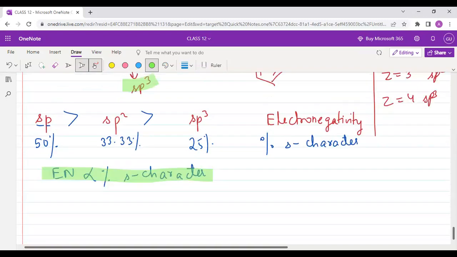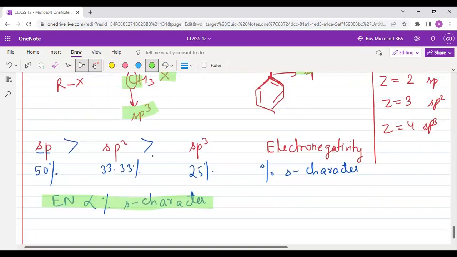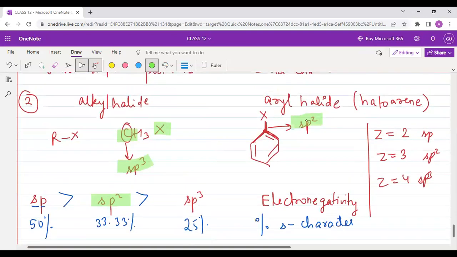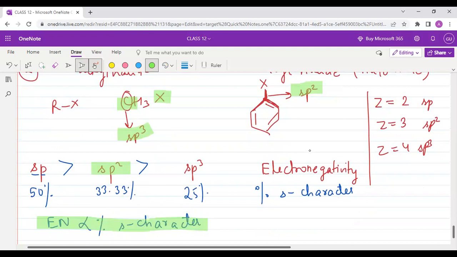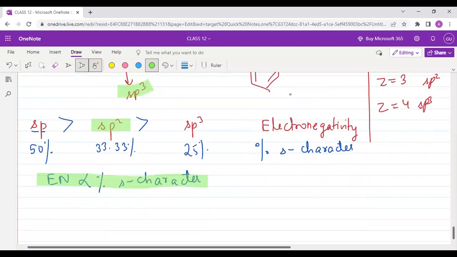Now we have sp2 hybridized carbon and sp3 hybridized carbon. Which one is more electronegative? sp2. So the one having greater S character will be more electronegative and will hold the electron pairs more tightly, more strongly. In aryl halides, the carbon is sp2 hybridized, so it will hold the electron pairs more tightly. So the bond breaking will be more difficult, because the bond is stronger and the electrons are held tightly. The loss of electrons won't take place so easily, so bond cleavage will be difficult. This is the second reason why haloarenes are less reactive.